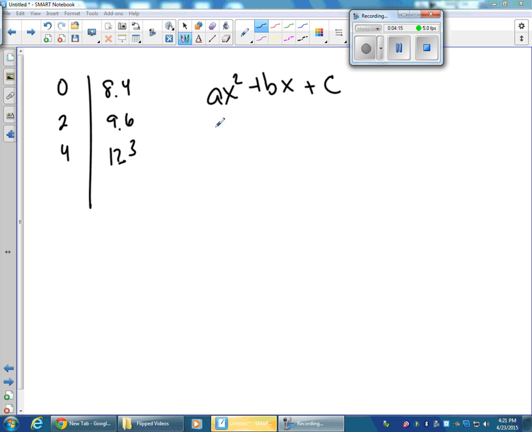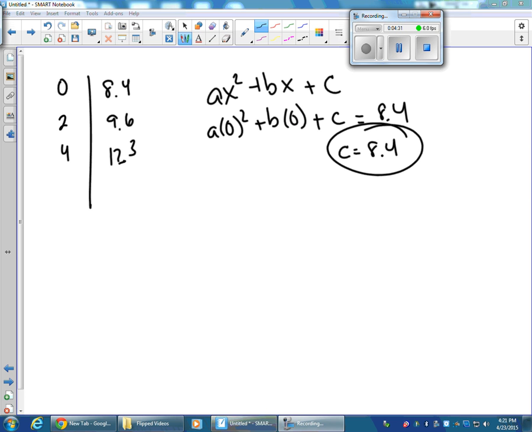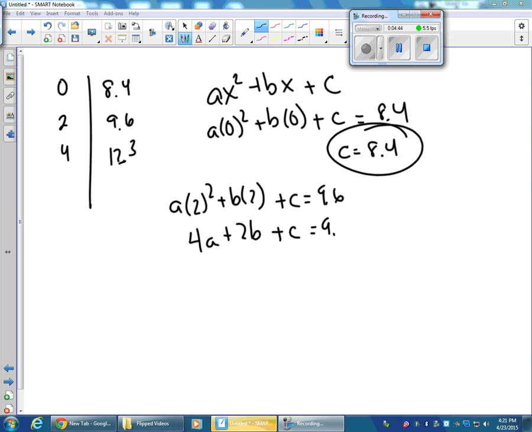So when x is 0, this would be a times 0 squared plus b times 0 plus c equals 8.4, which, if you multiply a times 0 squared, you get 0, and b times 0 is 0. So this simplifies to c equals 8.4. Then I plug in 2. A times 2 squared plus b times 2 plus c equals 9.6, which is 4a plus 2b plus c equals 9.6. So there's a second equation.